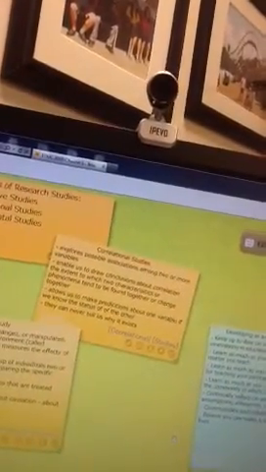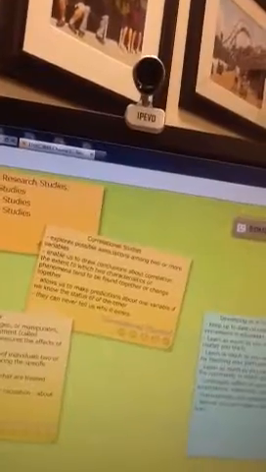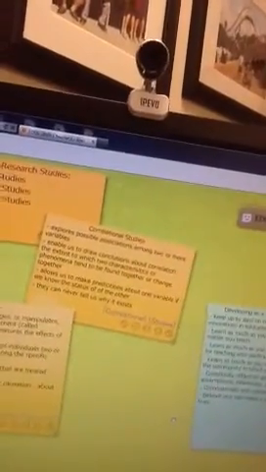And then, although correlational studies demonstrate that a relationship exists, remember, they can never tell us for certain why they exist. Okay? Now, the last one is experimental studies.